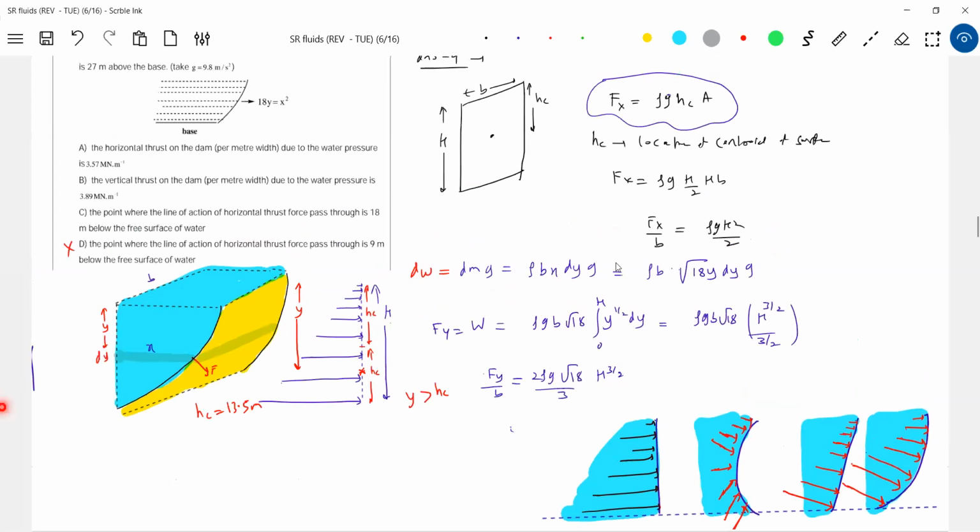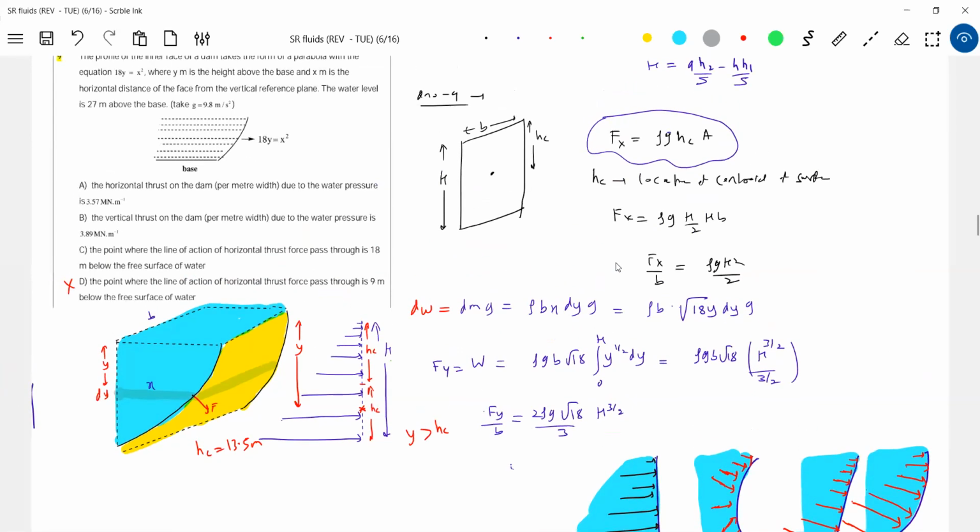One formula we have is rho g h_c, where h_c is the location of the centroid of the surface, the point at which the total force will act. The effective horizontal force will act at the location of the centroid of the surface, times the area.